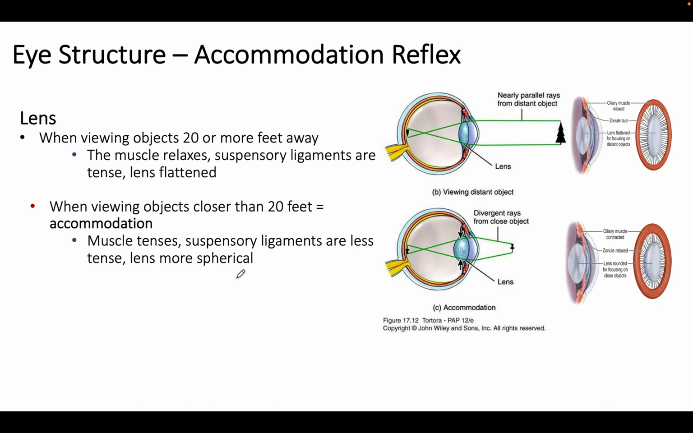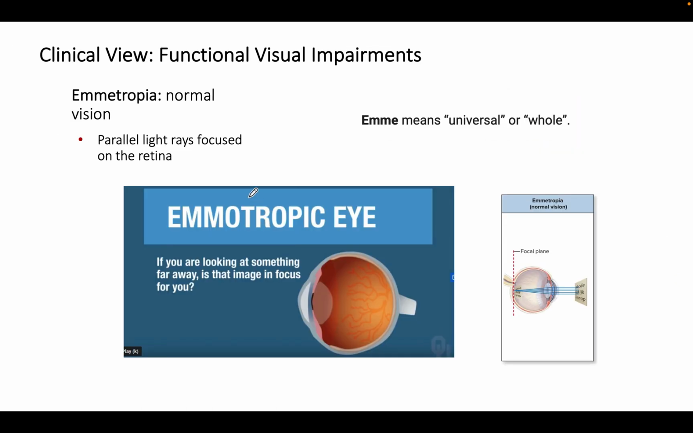Okay, so think about what happens as this occurs. Whenever our muscle contracts, it becomes very tense. Those ligaments are going to be less tense. They're going to be more loose. The lens is more spherical, so we can see things close. And then again, when it relaxes, the ligaments become tight. The lens is more flat, and we can see things at a distance.